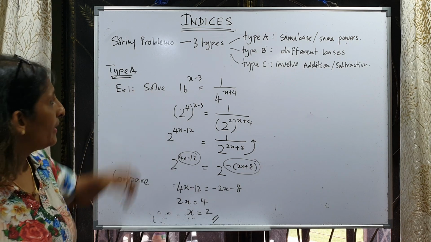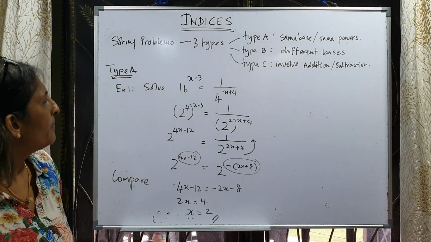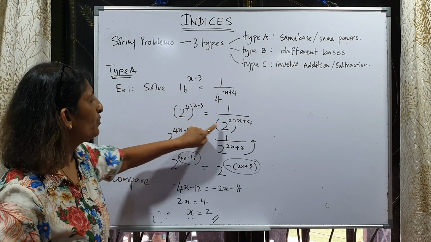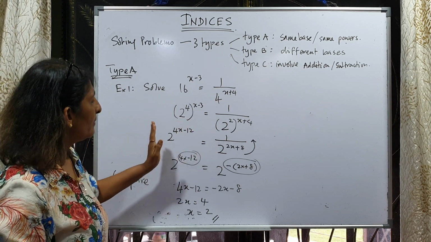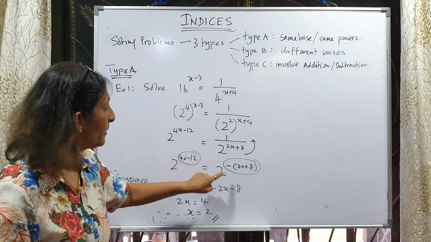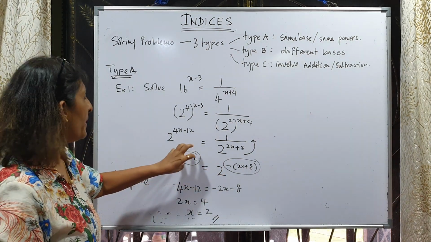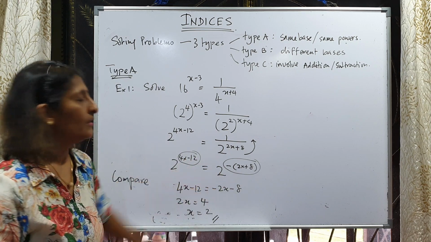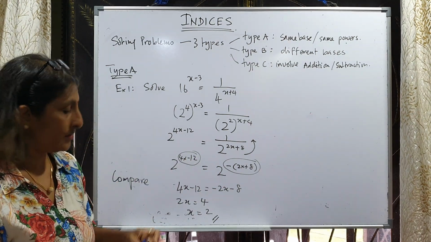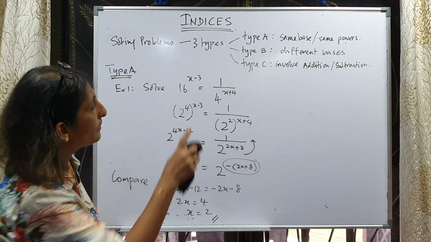Okay, so this is type A, where you see the same base. Both can be changed into base 2. So when you do that, make sure at the end you have one base 2 on the left, one base 2 on the right. Then you can compare and take out the powers and equate them. Alright, so this is the first case. Now I'll show you an example with the same powers.